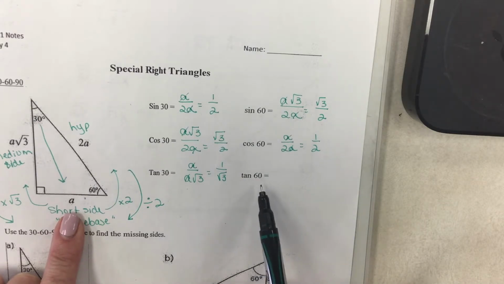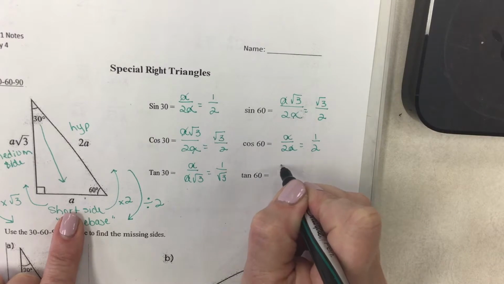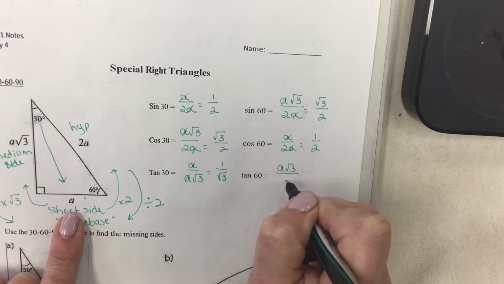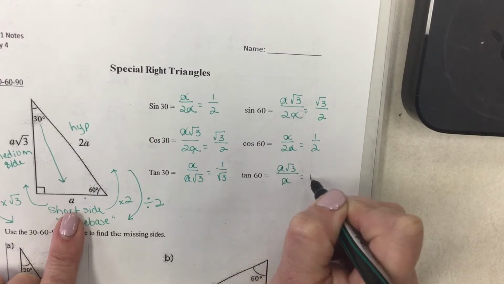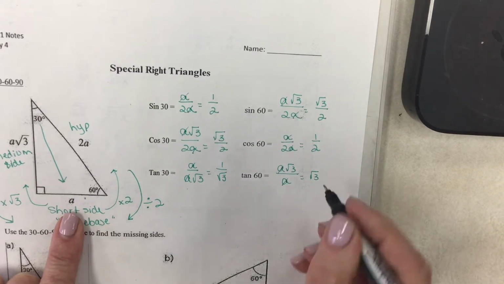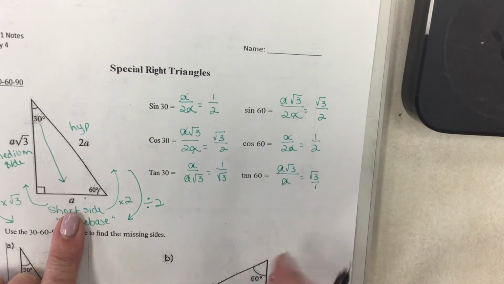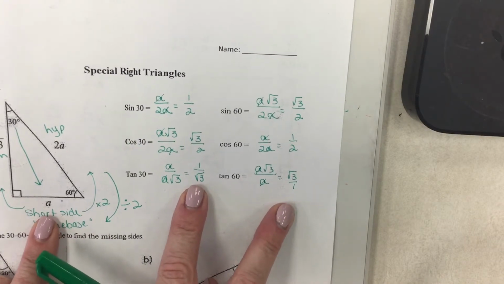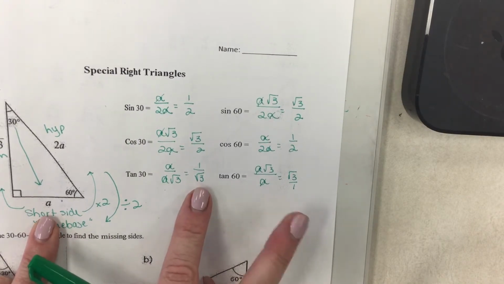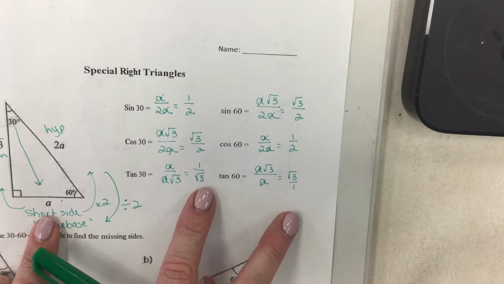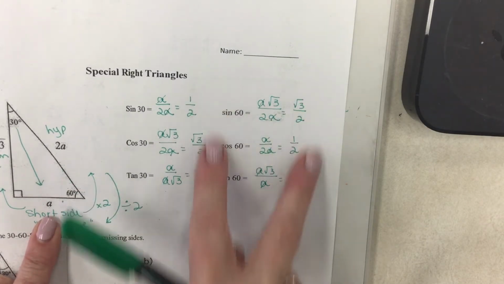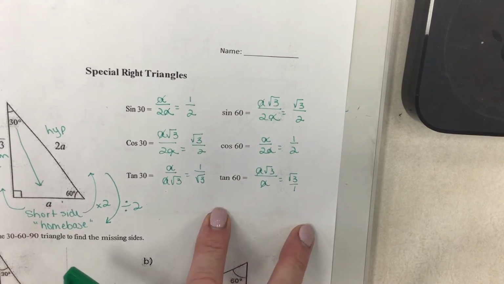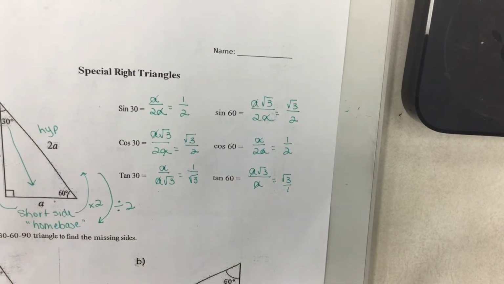So tangent of 60, opposite over adjacent. Well, look there. And if I wrote that as the square root of 3 over 1, you'll notice they're reciprocals of one another. Tangent of 30 and tangent of 60, reciprocals of one another. Okay, so we're going to hold on to those. And then we're going to move down to these examples down below.